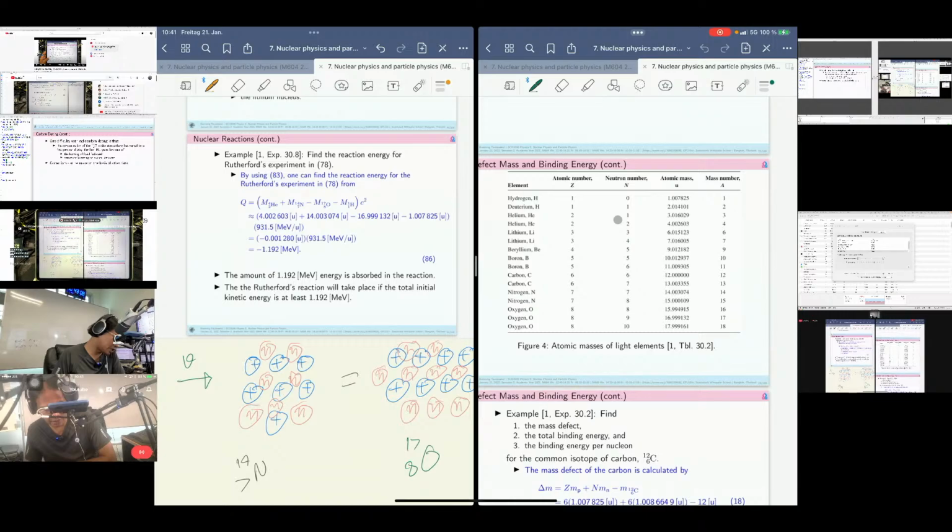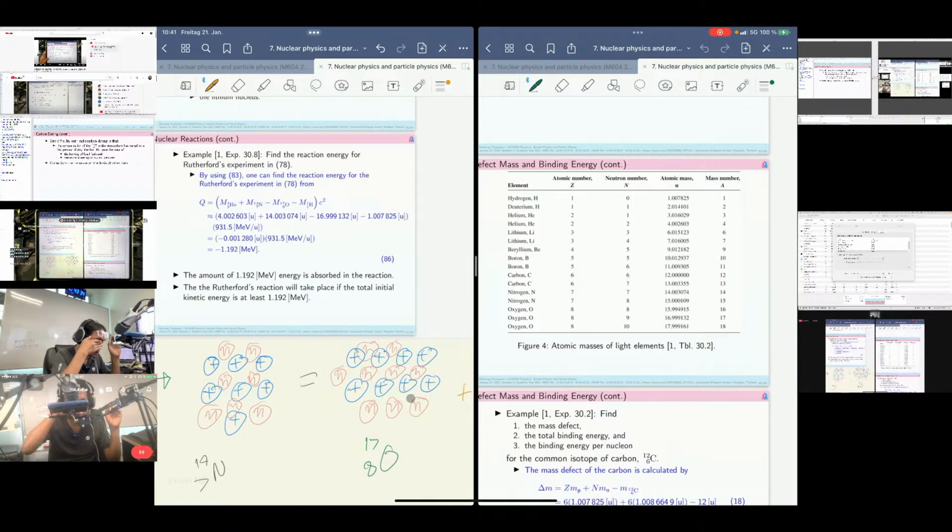Where is that? We need to find the case when the number of neutrons is 9. Okay, the number of neutrons is 9, which is this one. Oxygen-17 has the mass of 16.999132. Here, 16.999132. And the next one is the mass of the proton, right?